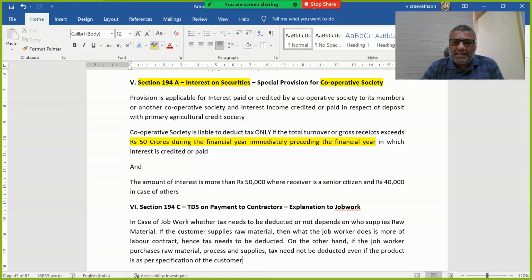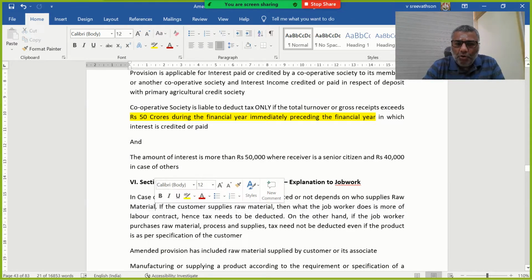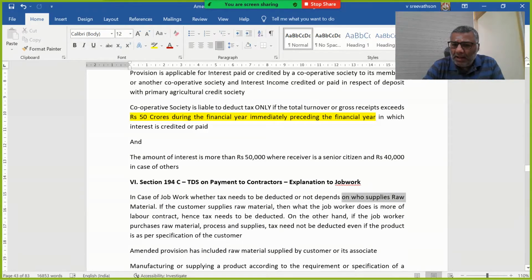Now that is getting sealed. The law says, in case of job work, whether tax needs to be deducted or not depends on who supplies the raw material. Normally, this is the key factor. If the customer supplies the raw material, then what the job worker does is more of a labor contract, hence tax needs to be deducted.